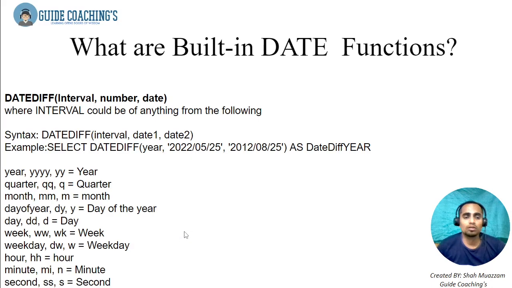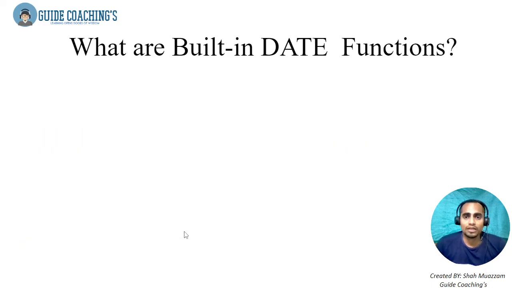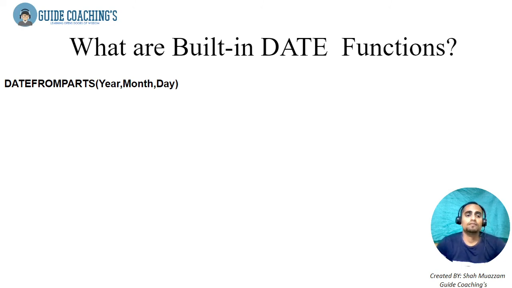Okay, so now moving on to our next method, that is date from parts. So what is date from parts? Again this method will also consider three parameters, that is year, month and day.